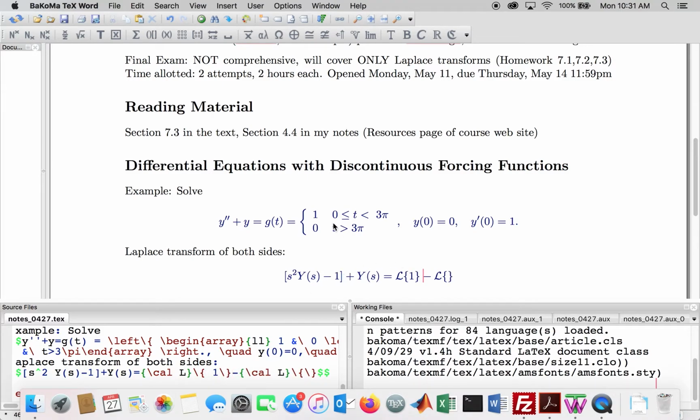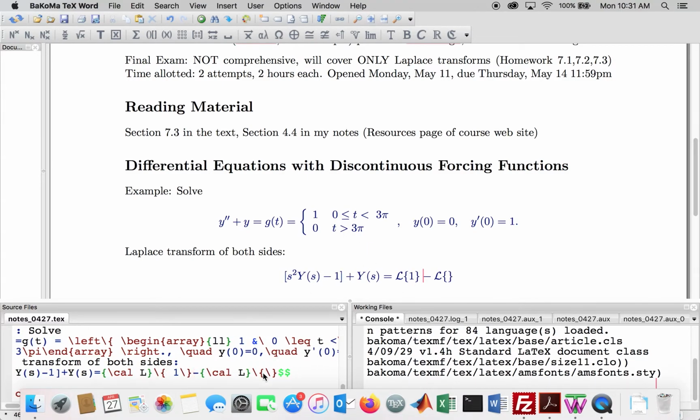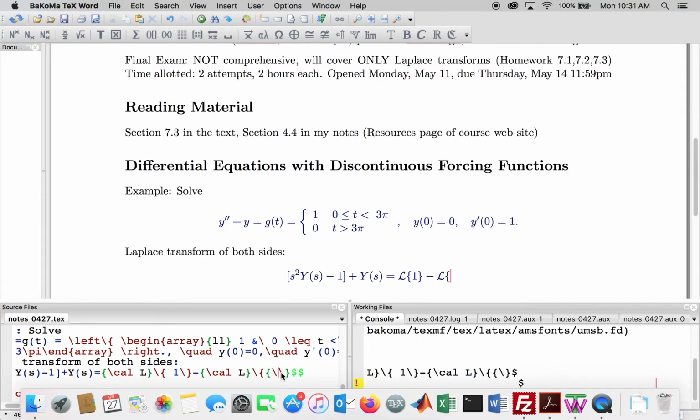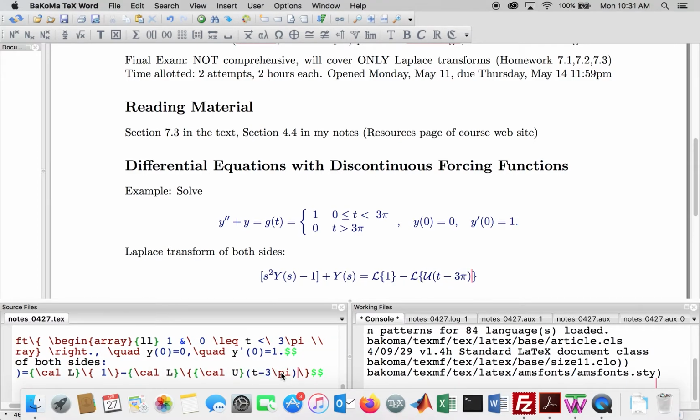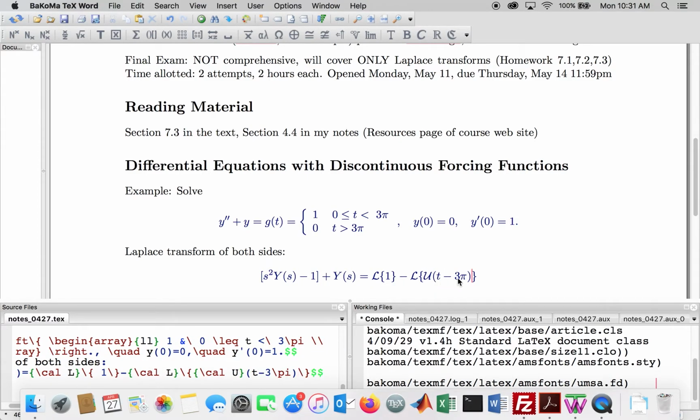All right, so I'm turning on 1, and then what I'm turning off is also 1. So that would be the unit step function at t minus 3 pi, because I'm turning off at 3 pi. And whatever function I'm turning off gets multiplied in here. But what I'm turning off is 1, so I don't need to include anything else.